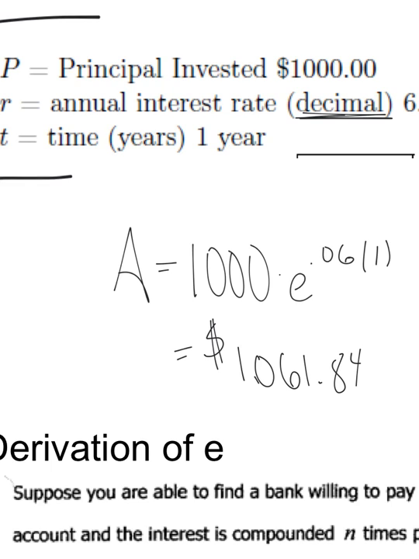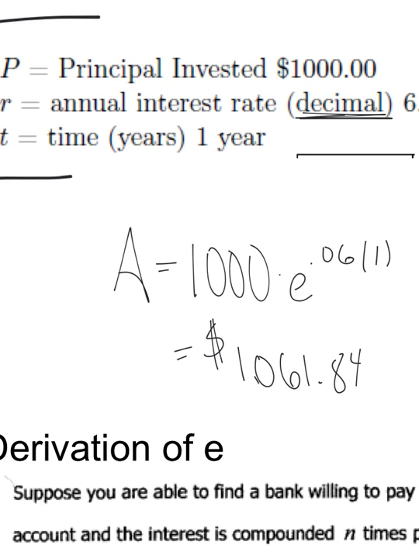So we made $61 over this 1 year investment, as opposed to a 6% increase, which would just be a $60 increase. We're gaining more than just that 6% because of this compounding continuously, which we get from this Pert equation.